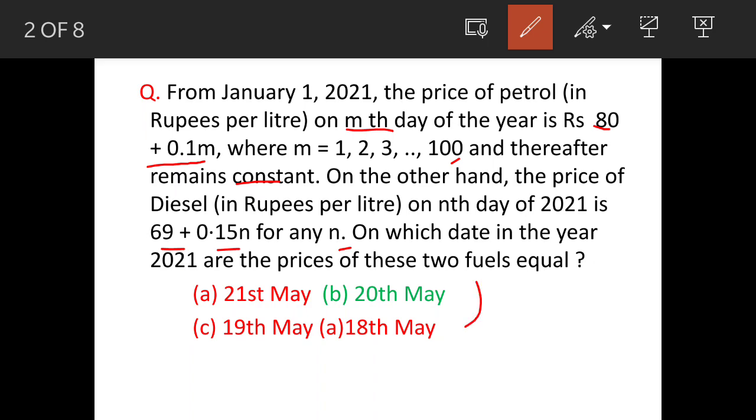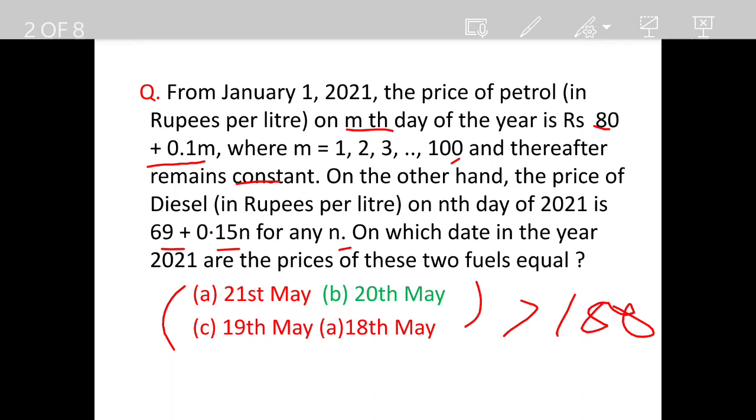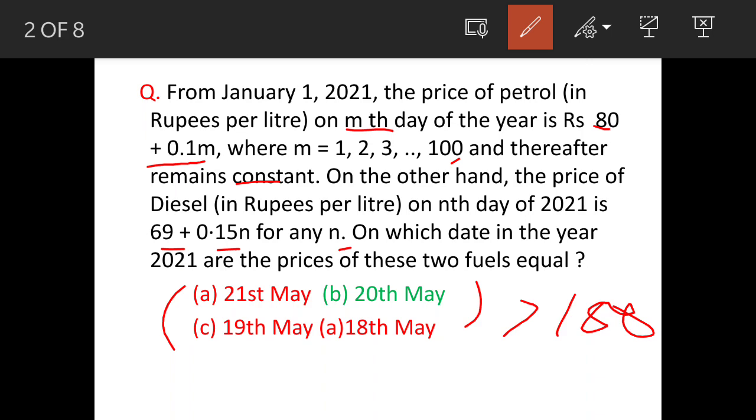Now, in the options, what do we observe? All the options are actually more than 100. Sometimes the hint for the answer is given in the question itself. The other thing which we note here is, if you see the price figures, 80 plus 0.1 m and 69 plus 0.15 n. So that means the constants are 80 and 69. The constant is more in case of petrol and less in case of diesel.